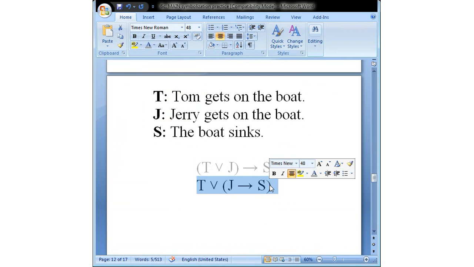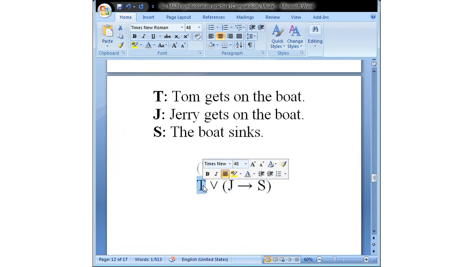It'd be a weird thing to say, but it's totally sayable. That's a claim one can make. Either Tom gets on the boat, or if Jerry gets on the boat, then the boat will sink. That's what I'd be saying here. So either one of these two things is going to happen.